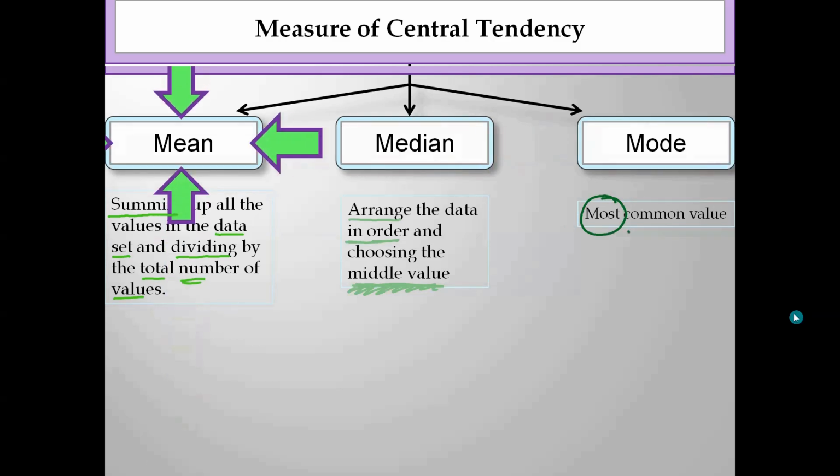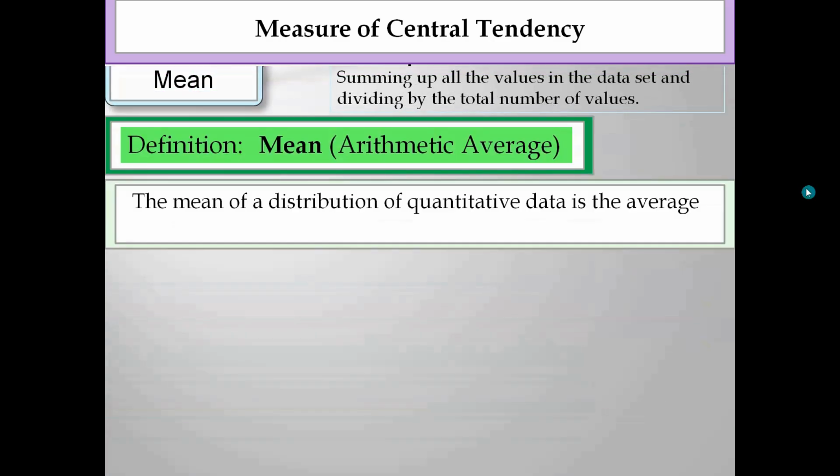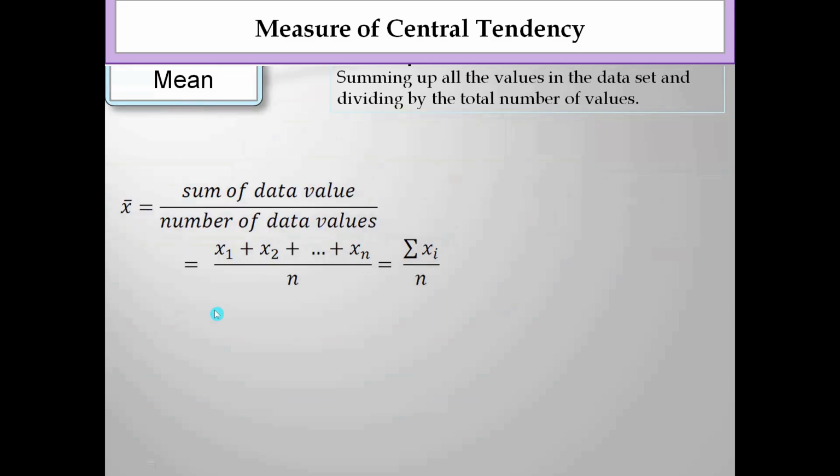We're going to first focus on the mean in more detail. Let's get a formal definition for mean. Mean, sometimes called arithmetic average. The mean of a distribution of a quantitative variable is the average of all the individual data values. Now we're going to go over some notation. Typically, when we see the notation x with a bar on top, we think this is the mean or average. However, this is the average of a sample. In other words, we're going to have the sum of all the data divided by the number of data.